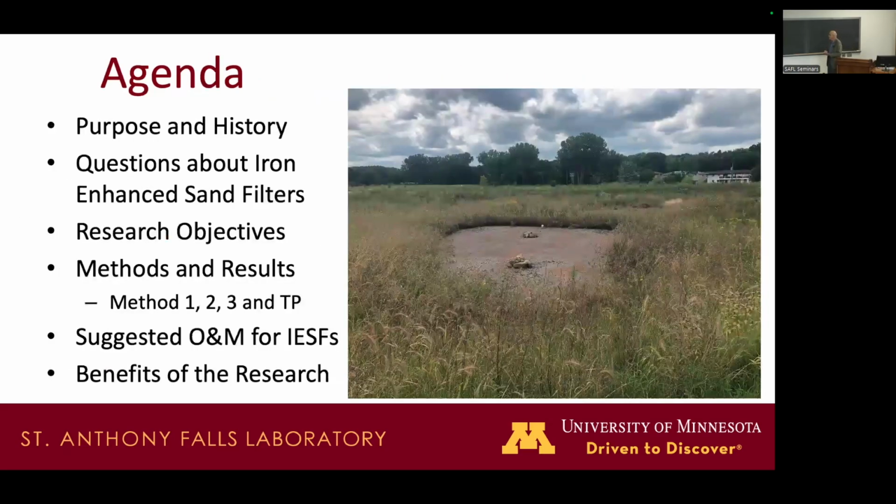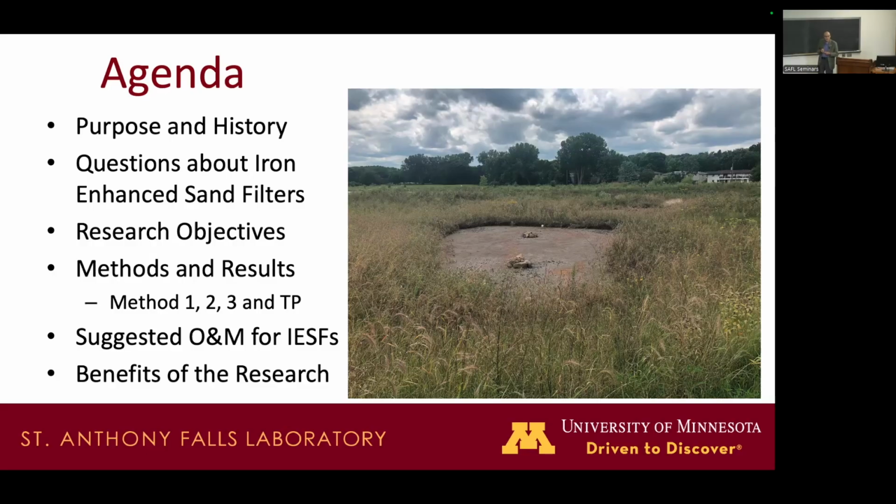So the agenda, we're going to start off with a purpose and history, and some questions about the iron-enhanced sand filter. I'll talk about the questions that we've been hearing about iron-enhanced sand filters. We've been hearing them for a number of years, but it just took us a while to get this research going. Then I'll talk about the research objectives, and the main part of it is going to be methods and results.